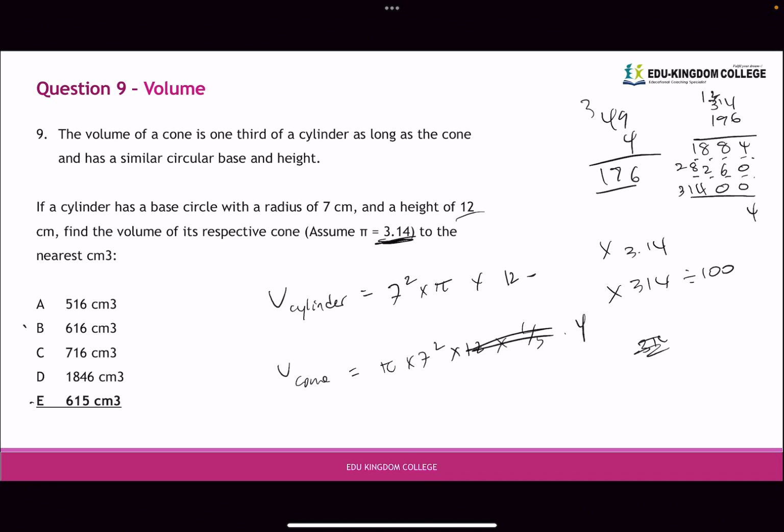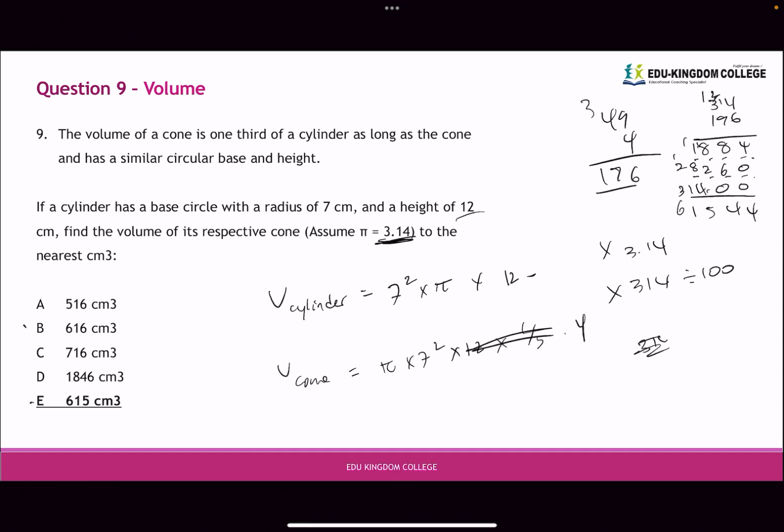So 4 plus 0 plus 0 is 4. 8 plus 6 is 14. Carry the 1 over to the top here. 8 plus 2 plus 4 plus 1 is 15. Carry the 1 over. 1 plus 1 plus 1 plus 8 is 11. Carry the 1 over. 1 plus 2 plus 3 is 6.